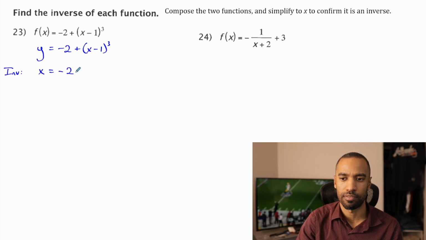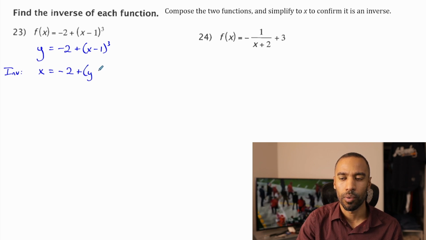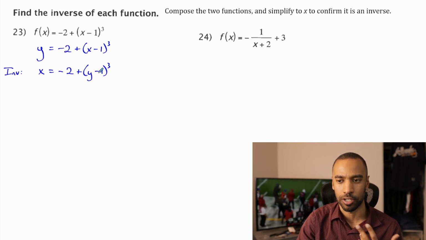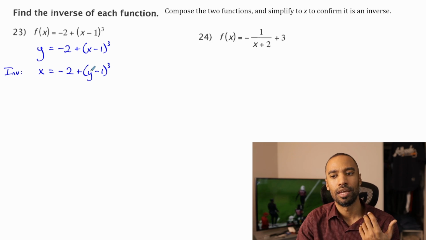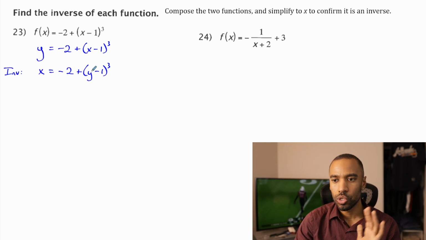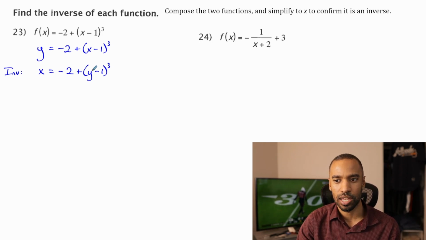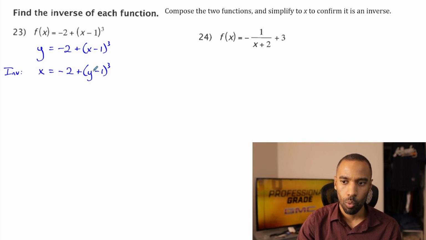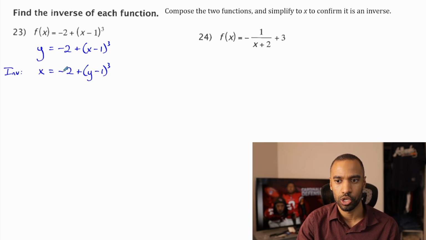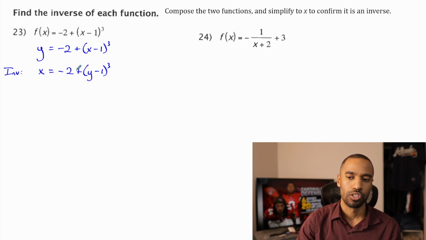Once I've swapped this, we have now applied the inverse here. But what we have to do is get it in a function notation, if you will. We have to get y by itself again. So we're going to do everything in our power to get y by itself, and it involves the following. Y is being subtracted by 1, that quantity is cubed, and negative 2 is being added to the whole bit.